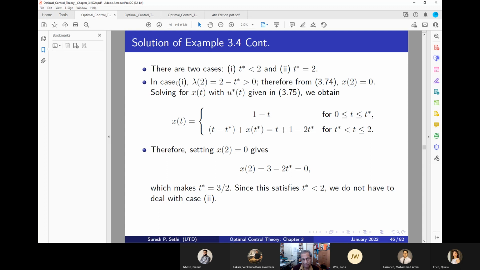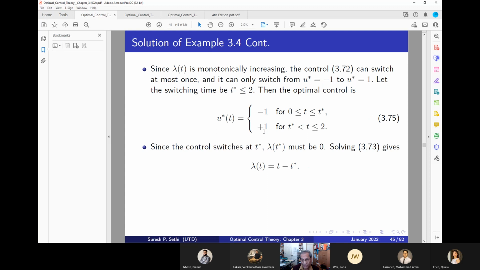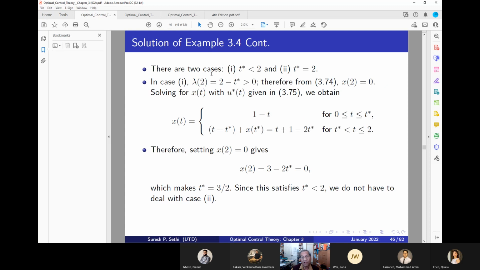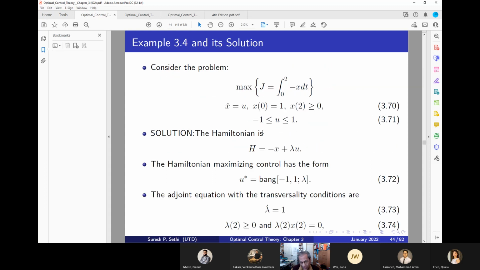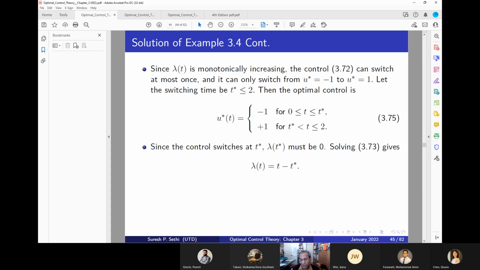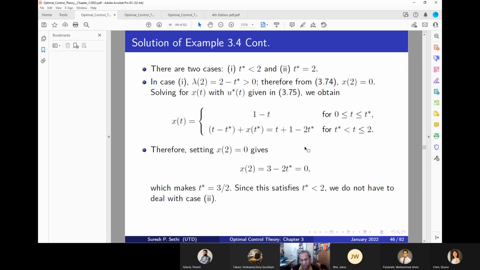In case 1, now lambda 2, by our formula t minus t star, lambda 2 will be 2 minus t star. And since t star is less than 2, 2 minus t star is bigger than 0. If lambda 2 is bigger than 0, then our condition of transversality says that x2 has to be equal to 0. So we have x2 equal to 0.